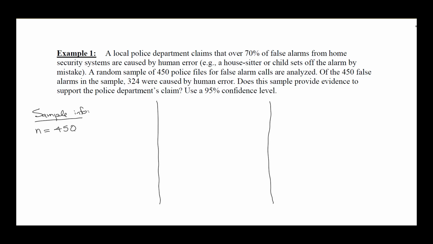Okay, so my sample size is n equals 450, and then our sample proportion, that's going to be our p hat. So remember, for this we take x over n, x meaning the number with the characteristic of interest, and we divide that by the sample size. So for us, what's our characteristic of interest? The false alarm is caused by human error.